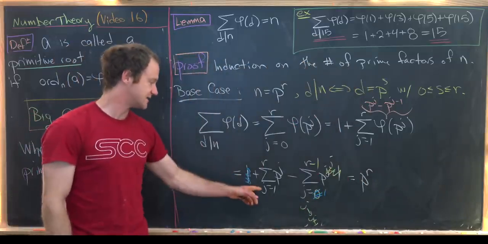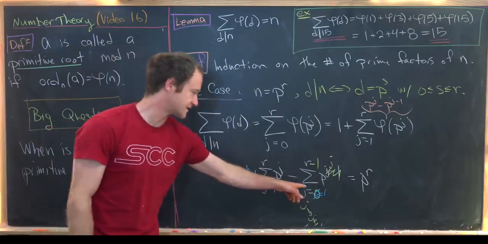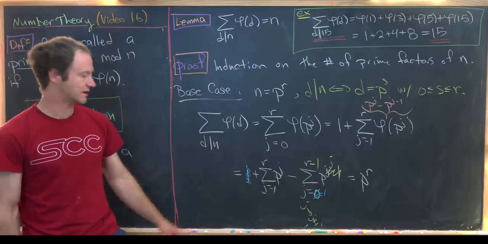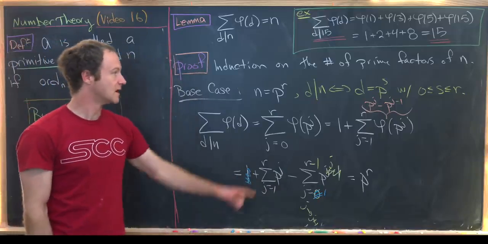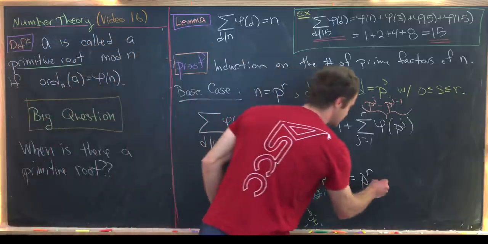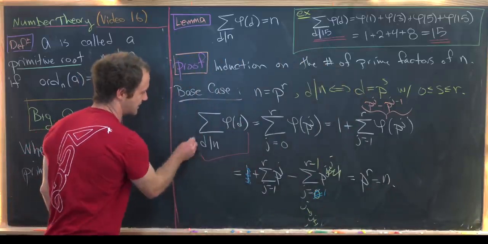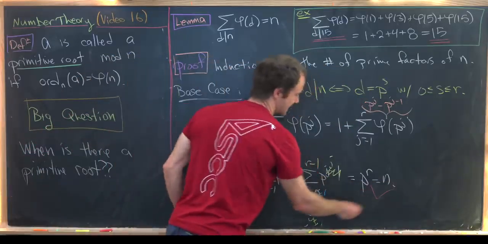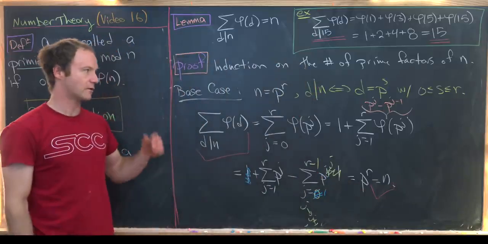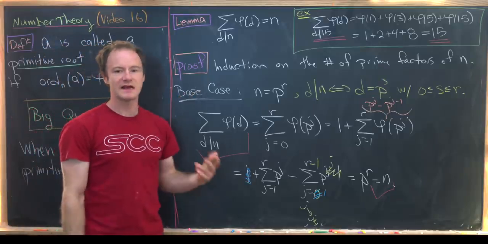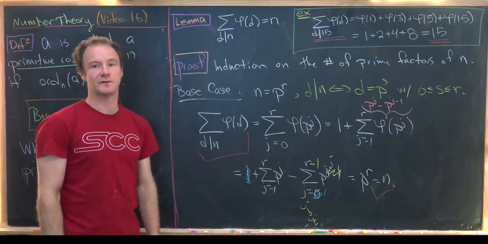That's because the j equals 1 term here will cancel the j equals 1 term here, all the way up to the j equals r minus 1 term, which will be canceled over here. But look, p to the r is equal to n. And now if you look at what we've got, our extreme left and right-hand side, that's exactly what we wanted to prove for our base case. Okay, so now let's get rid of this. We'll make an induction hypothesis and move on from there.